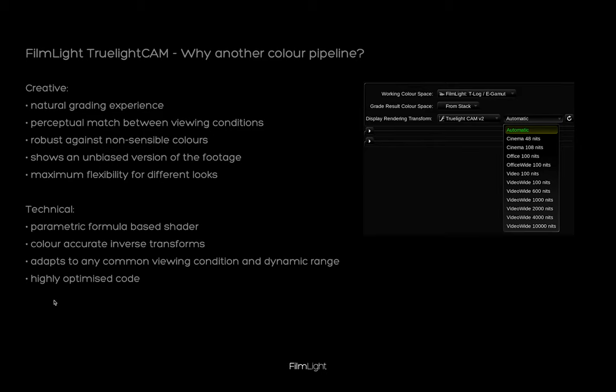The code of Truelight CAM is highly optimized for fast processing. For example, it processes roughly twice as fast as a typical cube-based DRT on a GPU in Baselight.